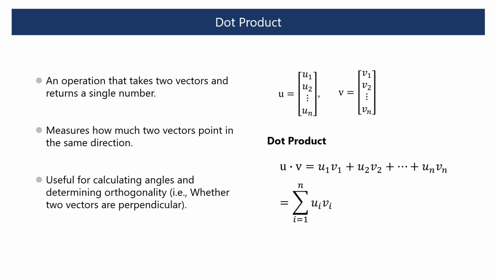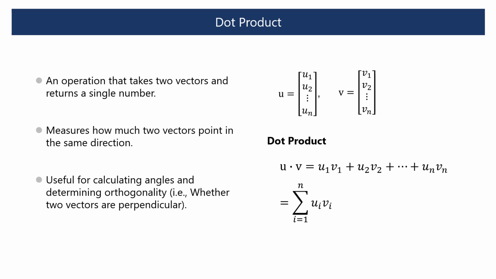The dot product is an operation that takes two vectors and returns a single number. The dot product measures how much two vectors point in the same direction. Also, it is useful for calculating angles and determining orthogonality, that is, whether two vectors are perpendicular.